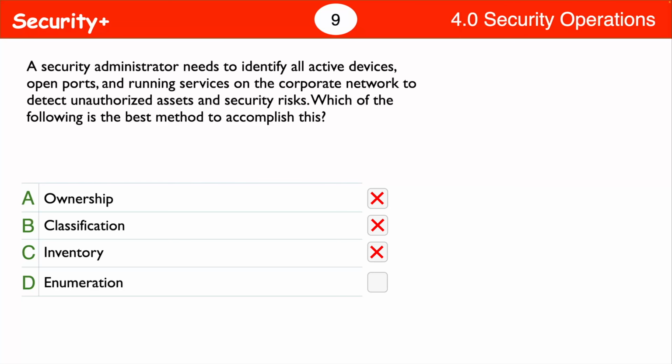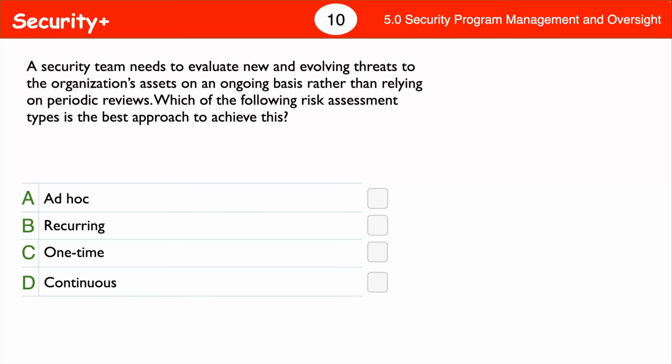And that leaves us with D, enumeration. You're going to hear that a lot in security, by the way. Enumeration actively gathers details about network devices, open ports, services, user accounts, things like that. And it makes it the best choice given the possible answers for detecting unauthorized assets and security risks.